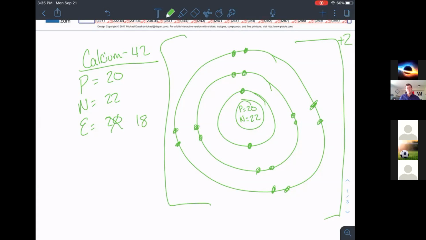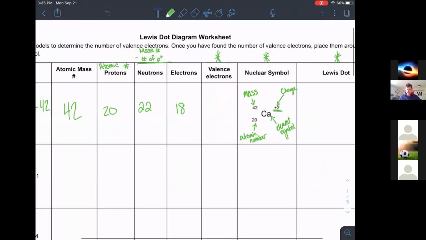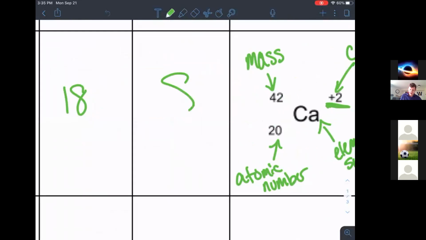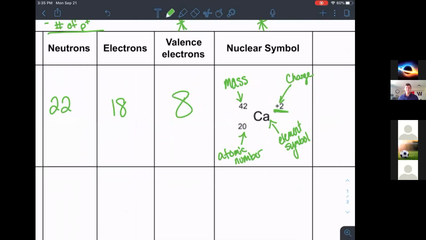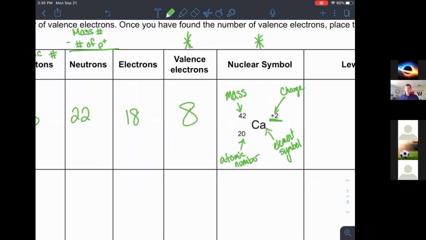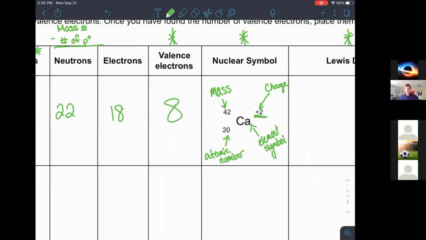So this is where it gets a little tricky with our valence electrons, because for calcium with a +2 charge, how many valence electrons does this calcium have? 8. It no longer has 2, but yes, it does have the 8. So when it has that charge, now it has 8 valence electrons because of that +2 charge. All right. Any questions so far?